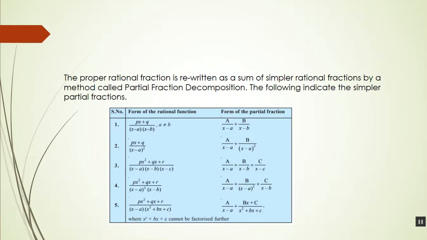Now, we will solve a few sums on integration of improper rational functions so that we are able to understand the process. The first sum that we have is I is equal to x square plus 1 divided by x square minus 5x plus 6.